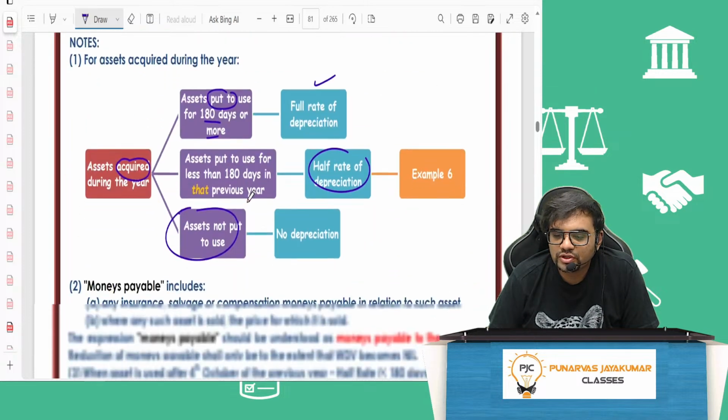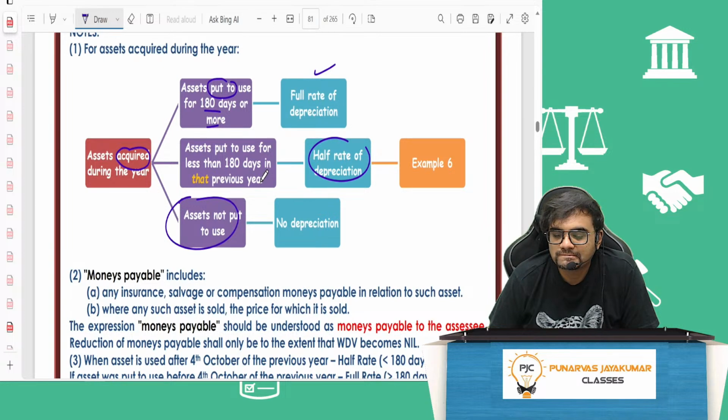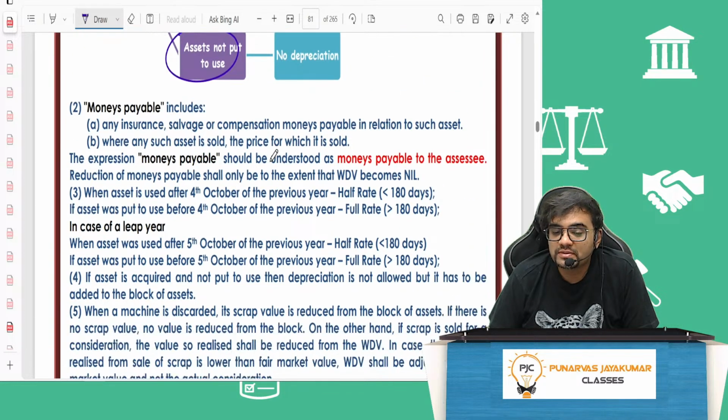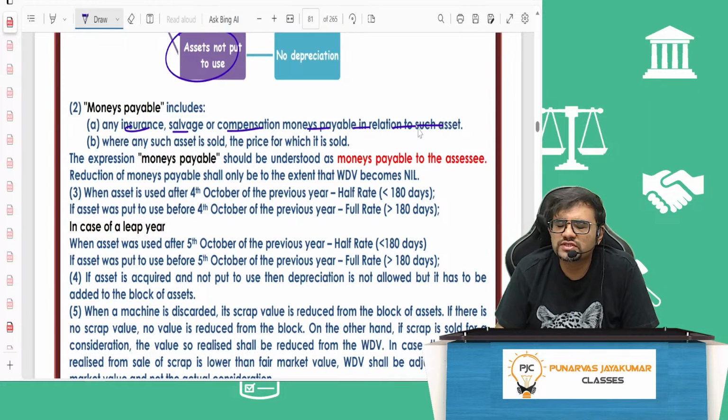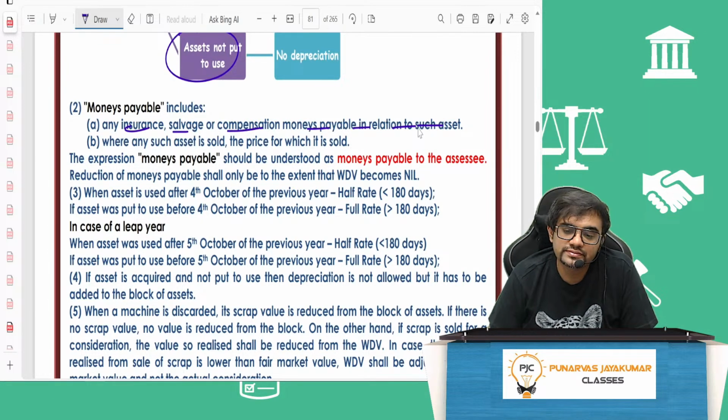So in this, that put to use we have seen. Monies payable will be what? Any insurance, salvage, compensation. Monies payable in relation to such asset. Where asset is sold, price for which it is sold, everything I should subtract there. Monies payable means what? Monies payable to the actual SSC is what I need to see.